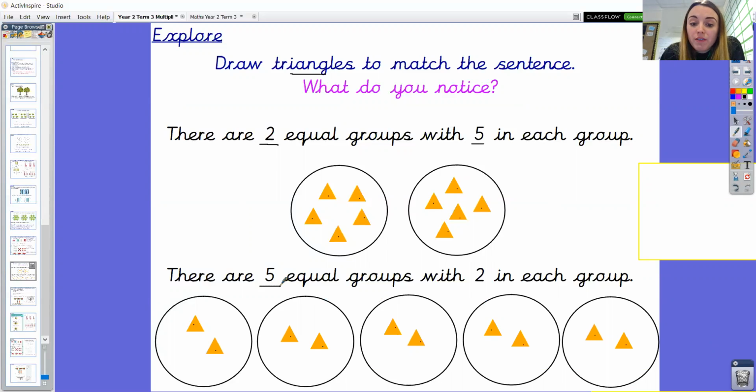Well done, the digit 5 represents the amount of equal groups, whereas last time, what did the digit 5 represent? Well done, the digit 5 represented the number of triangles in each group last time. Okay, so we know there are 5 equal groups with 2 in each group. So what does the digit 2 represent? Let's say it together. The digit 2 represents the amount of triangles in each group. Well done, Year 2, you're doing so well.